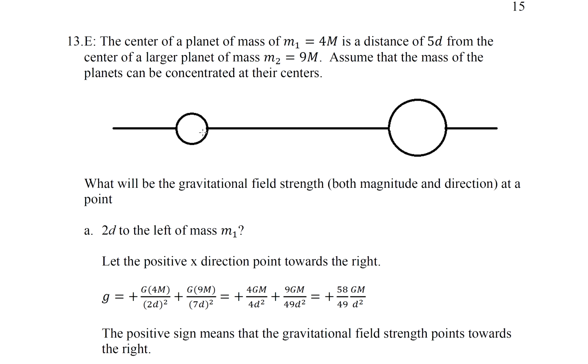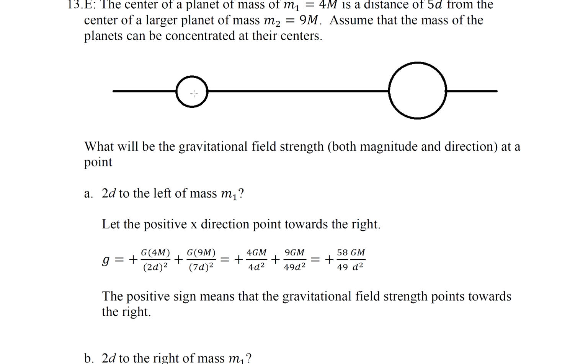Mass m1 is on the left here, and if we're 2d to the left of mass m1, that means m1 pulls the object to the right and m2 pulls the object to the right. So we have these two positive signs because I'm letting the positive direction point towards the right. m1 pulls this object GM over r squared to the right. Mass m2 also pulls it GM over r squared to the right.